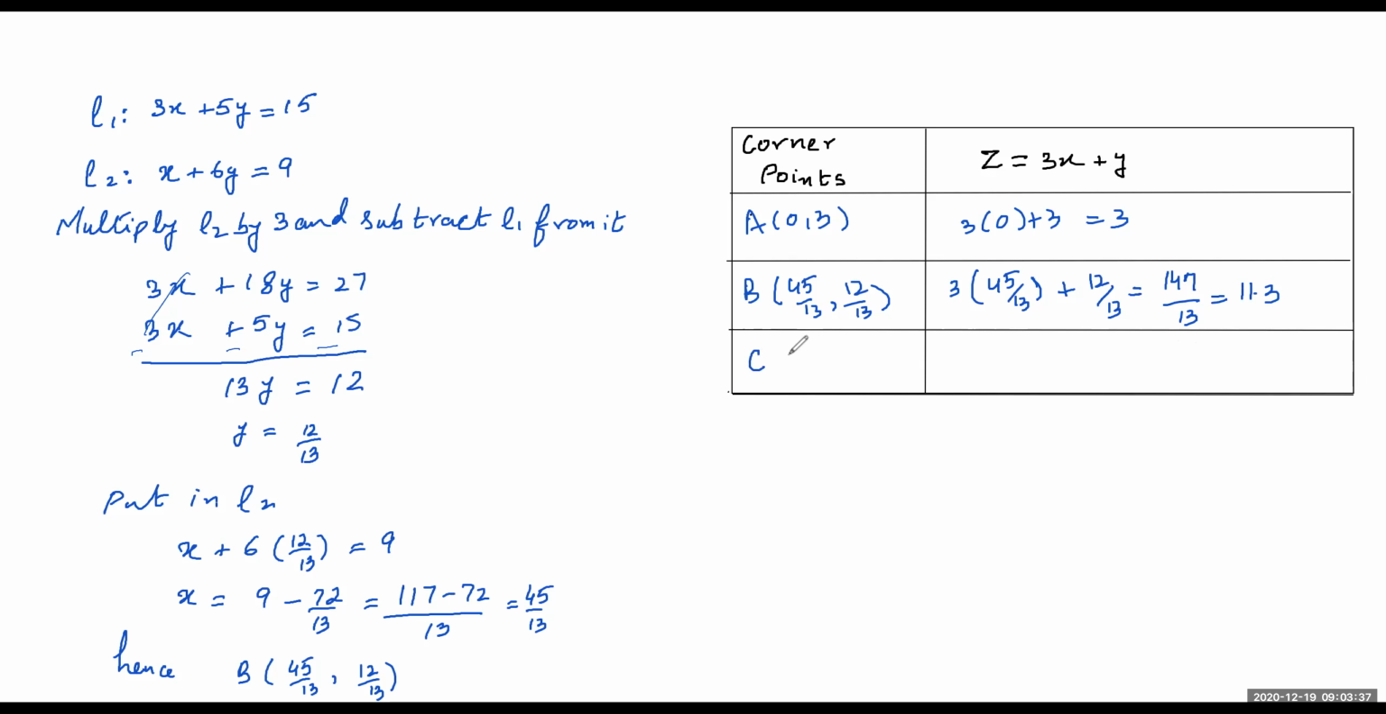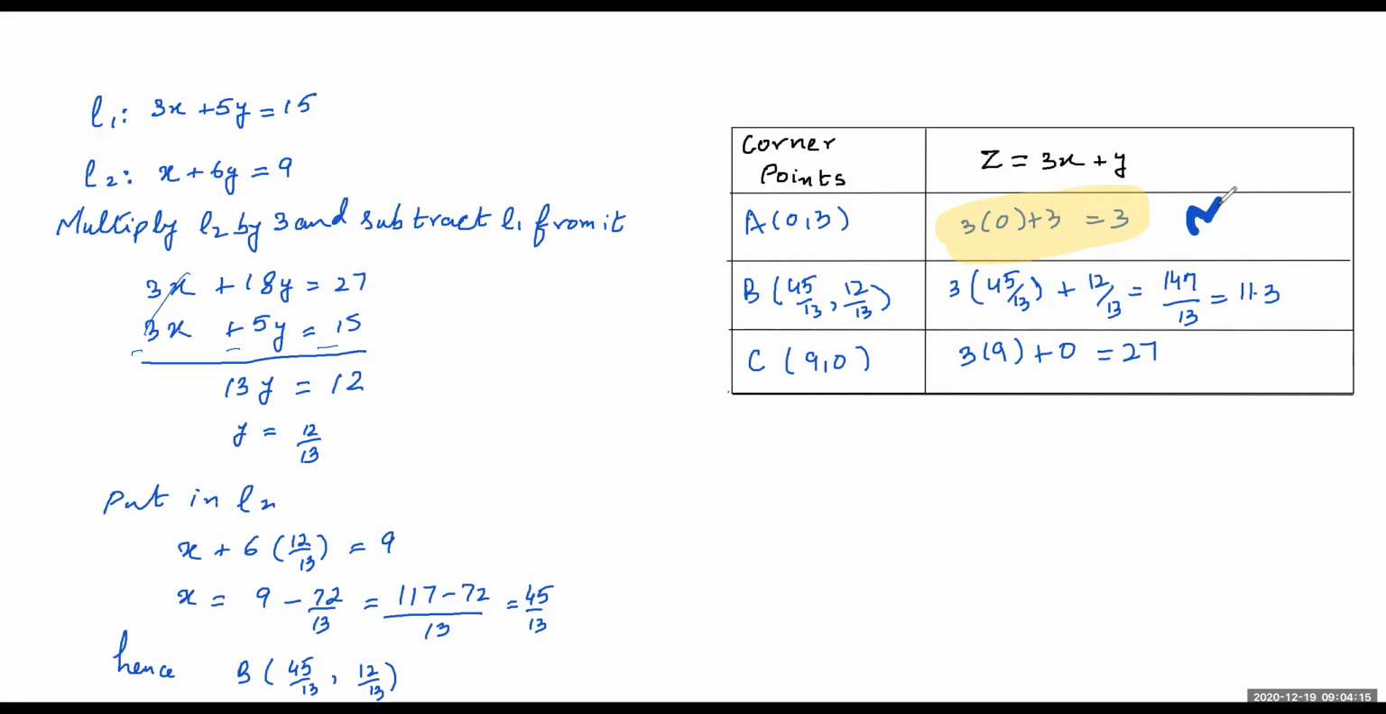Then we get to the third corner point, which is C, 9, 0. So put x equals to 9, y equals to 0 in it. As a result, you get 27. So let's decide which value is the minimum. 3, 11.3 and 27. Of course, this value is the minimum value. So we are going to write our answer now.